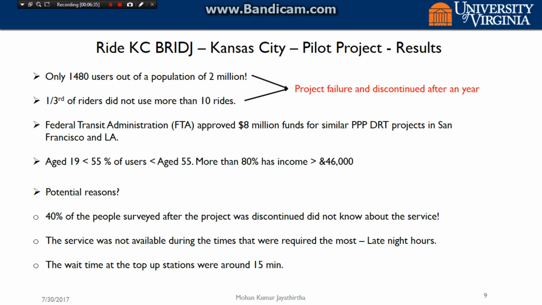What were the potential reasons for this drop in users? 40% of them did not know that this service existed. So this was a major setback in terms of publicity and public awareness. Also, the service was not available during the times when users needed it the most, that is, late night hours. And the wait time that was expected to be between 5 to 10 minutes was actually 15 minutes, which is significant and could have played a significant factor in the user's mind.